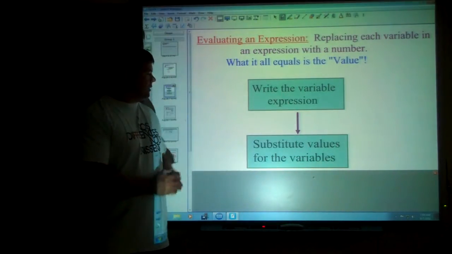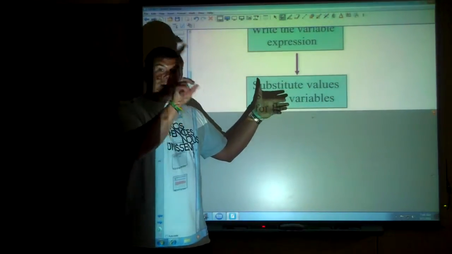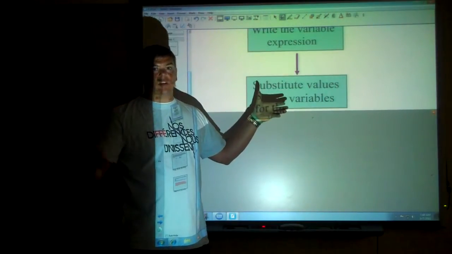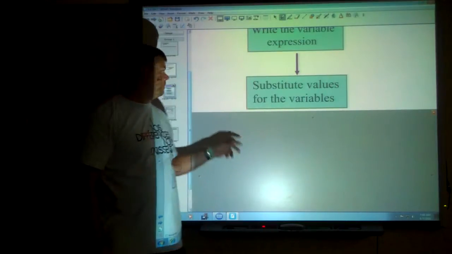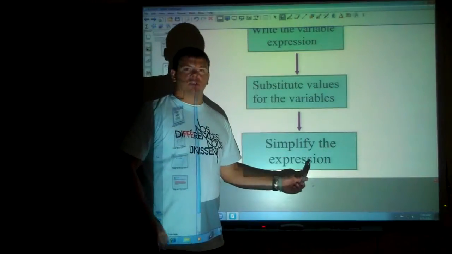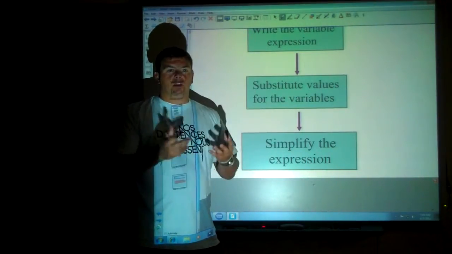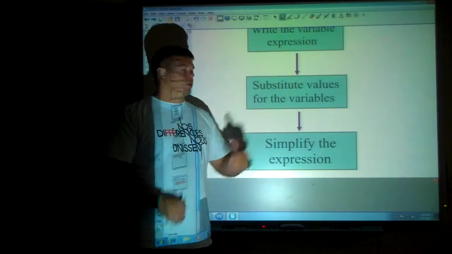Then we substitute any of the values that we know. So maybe we're given some of the values and we plug in the ones that we know. That might leave us something that we don't know. And when we're finished, we simplify the expression. Simplify simply means add, multiply, subtract, divide, whatever you need to do to those numbers to come up with your answer.